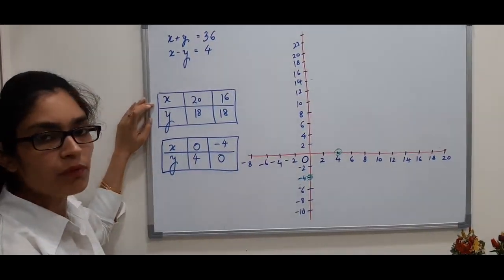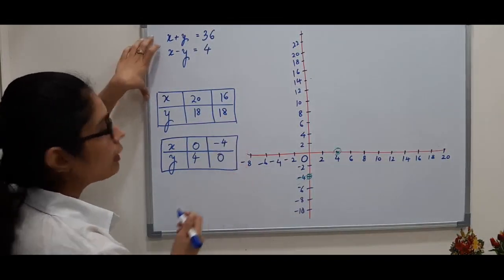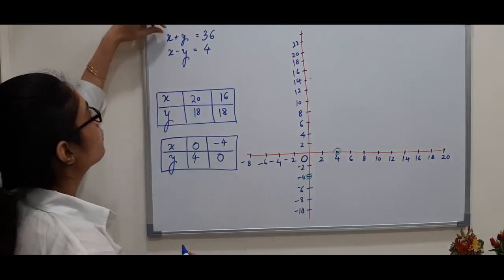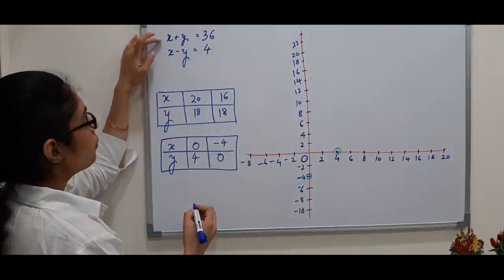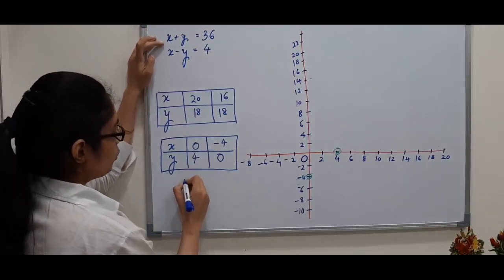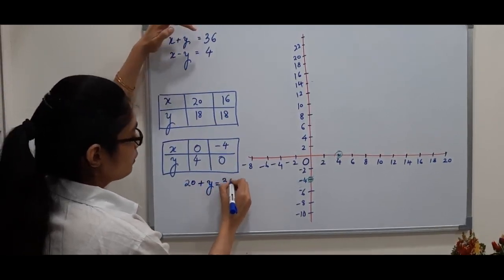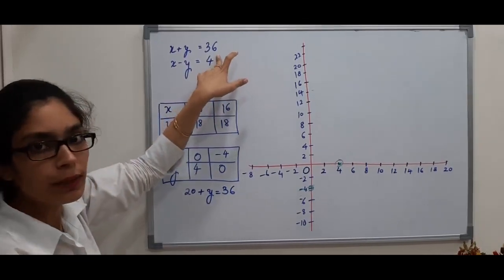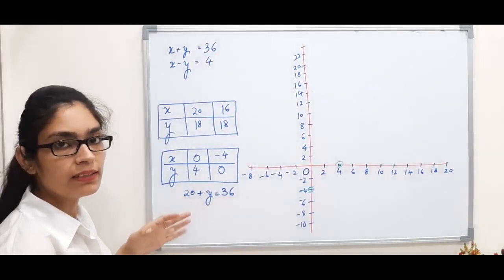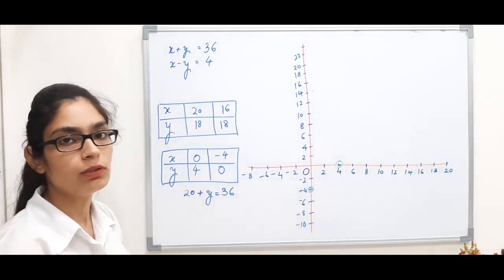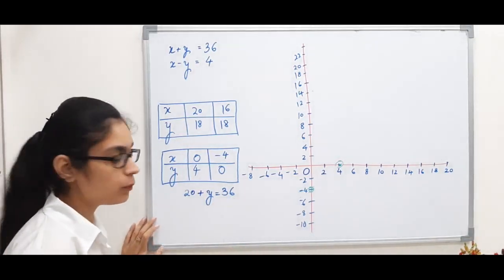So let's see the values for x and y for both the equations. I have already written the values, but I will solve for you guys. First equation is x plus y equals 36. Now I will put x equals 20, plus y equals 36. This number 36 is very big, that's why I have taken a nearby value. I have assumed x equals 20. You can take any other value also, but try to think of some even values. It will be easy for us to plot on a graph.